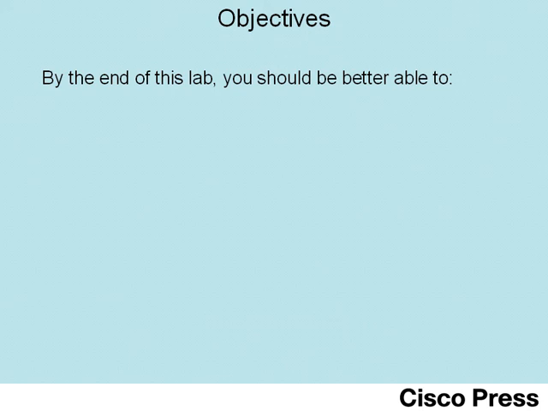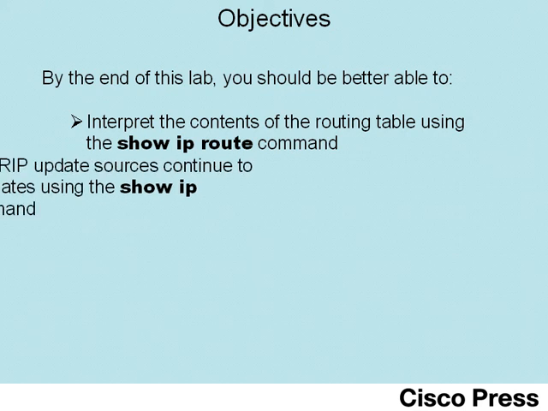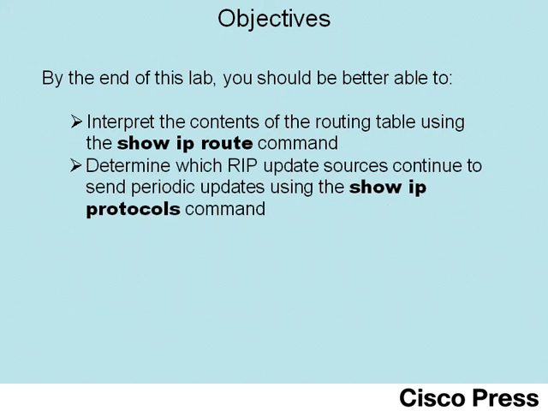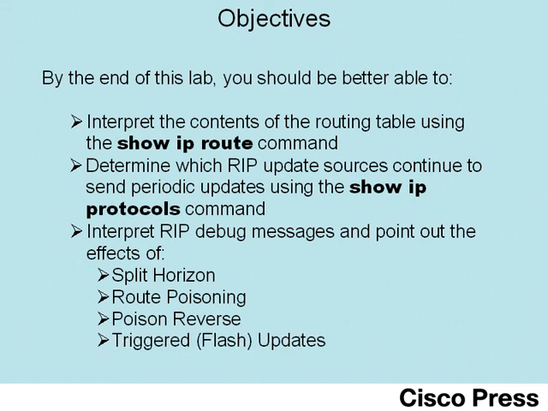In this lab, you'll learn better how to interpret the contents of the IP routing table, to determine which RIP update sources continue to send periodic updates to a router, and then to interpret RIP debug messages, in particular to see the effects of split horizon, route poisoning, poison reverse, and triggered updates.